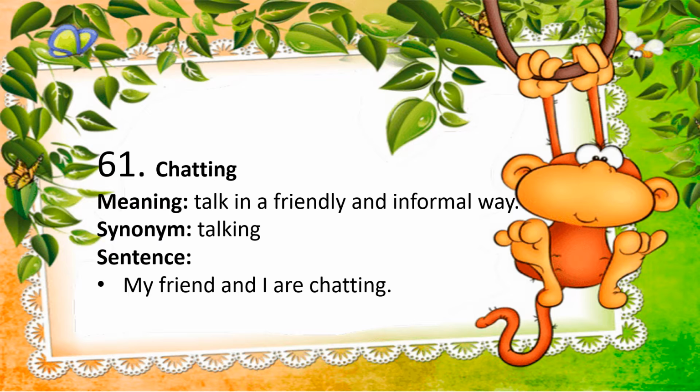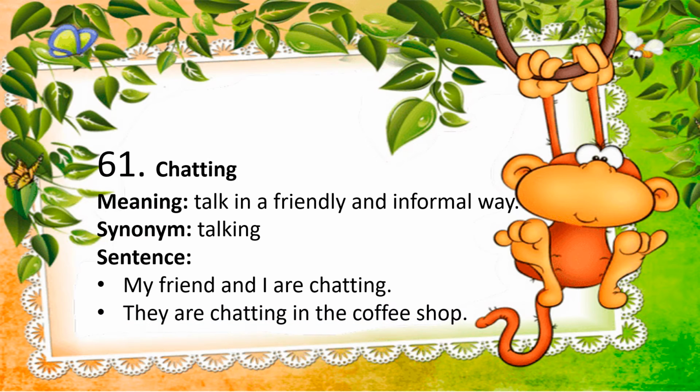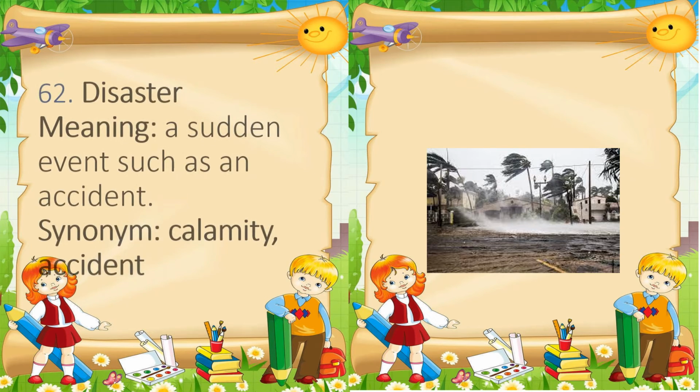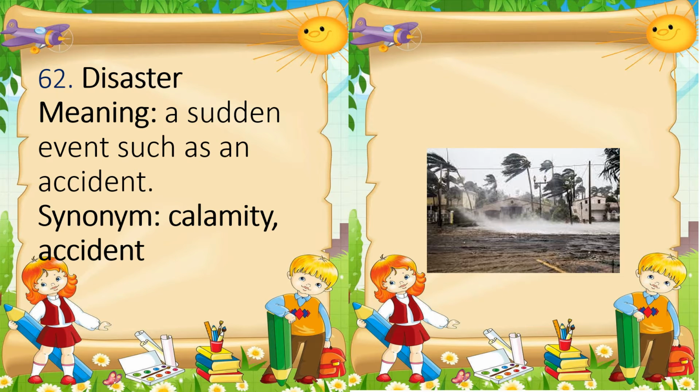Here are the examples. My friend and I are chatting. My friend and I are talking, for example. It's the same also. They are chatting in the coffee shop, or they are talking together in the coffee shop. Okay, so that's all about chatting. Number 62 is disaster. Disaster means a sudden event such as an accident or calamity. So disaster is the same as calamity or accident.